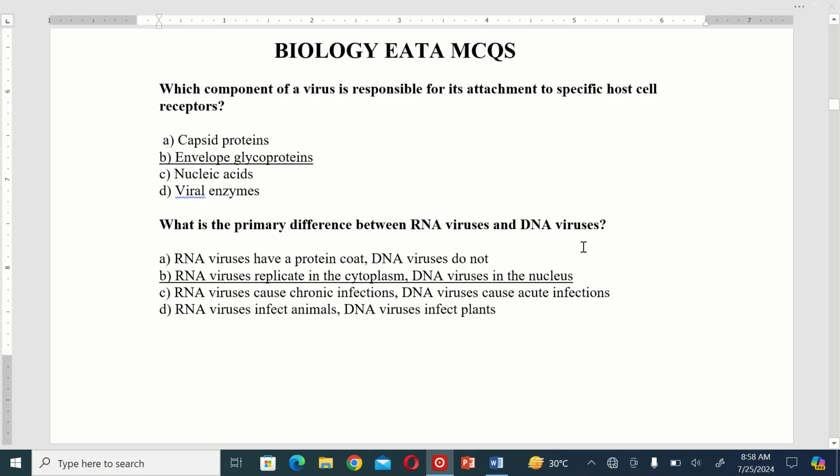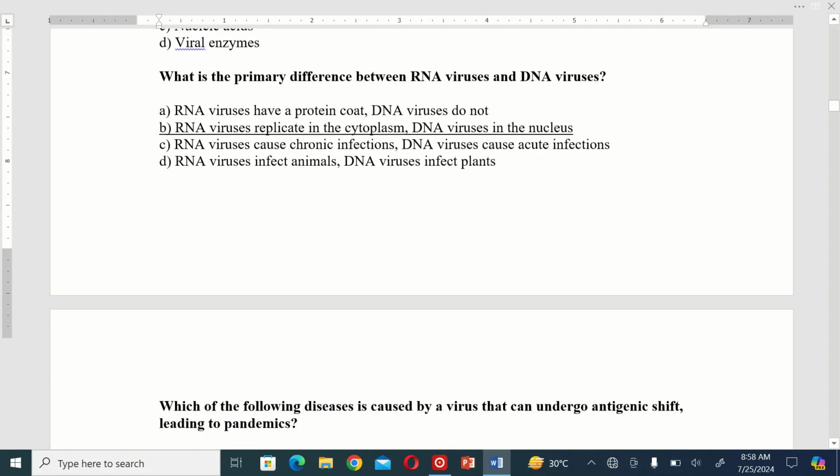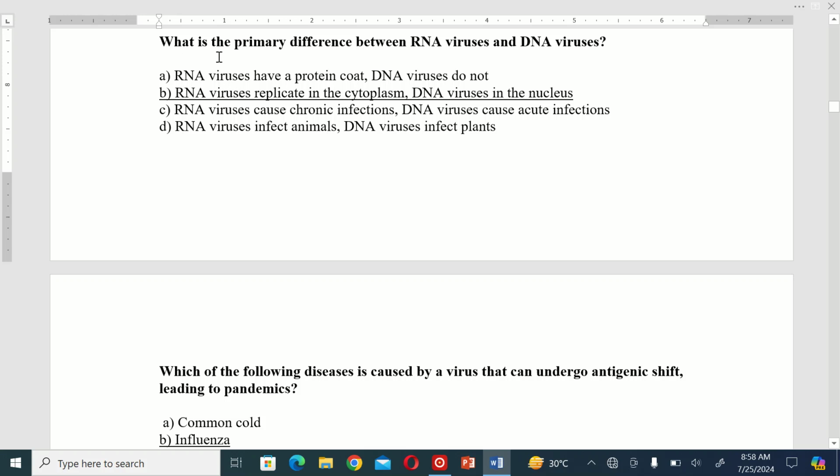Let's get started. So the first MCQ is: which component of a virus is responsible for its attachment to specific host cell receptors? A. Capsid protein. B. Envelope glycoprotein. C. Nucleic acid. D. Viral enzyme. So the correct option is B. Envelope glycoprotein.